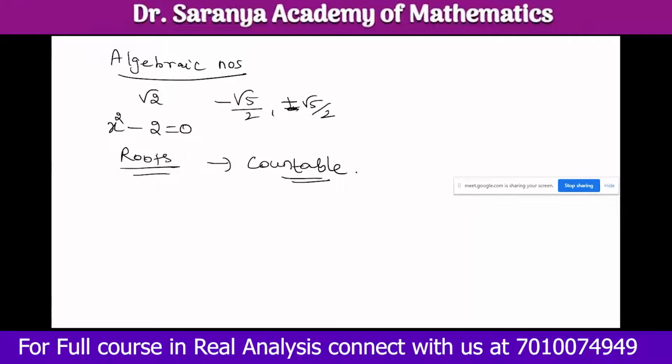What about the transcendental numbers? Numbers that are not algebraic, we can't write them in terms of polynomial equations, so that is called transcendental numbers. Transcendental numbers are uncountable. Correct?